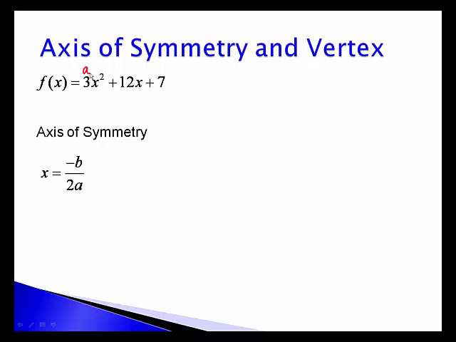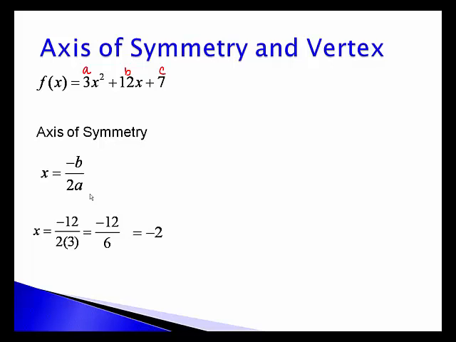Now let me remind you what those a's and b's are. The a is the number in front of the x squared, the b is the number in front of the x, and the c is right here. So if I want a negative b over 2a, then I need to plug in a negative 12 divided by 2 times 3. That would give me negative 12 divided by 6, or a negative 2.